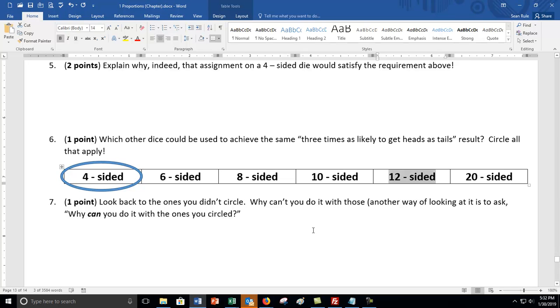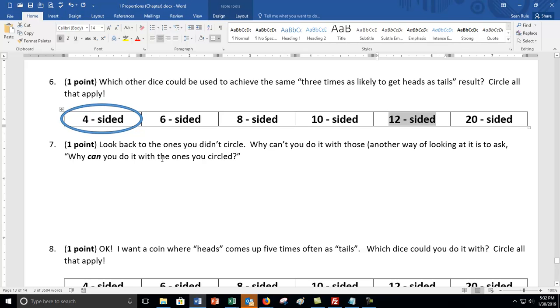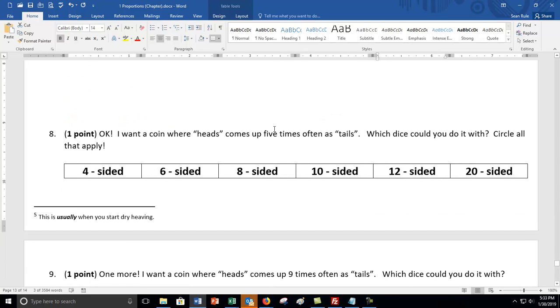We have these. And I think we just explained number 7, why you can't do it with the ones you circled? Yeah, so anyway, we just basically talked through number 7 there. Okay, now we got to get heads 5 times as often as tails.